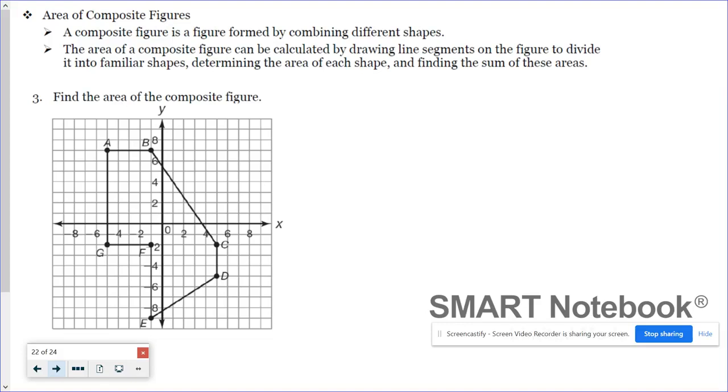So it all depends, when it comes to chopping up a composite figure, on what shapes you are most comfortable finding the areas of. Most students prefer rectangles and triangles. You can also work with trapezoids. I did share that formula with you on an earlier slide. In fact, when I looked at this composite figure here, I saw a rectangle and I saw a trapezoid. So my plan was to take the area of the rectangle and add it to the area of the trapezoid.